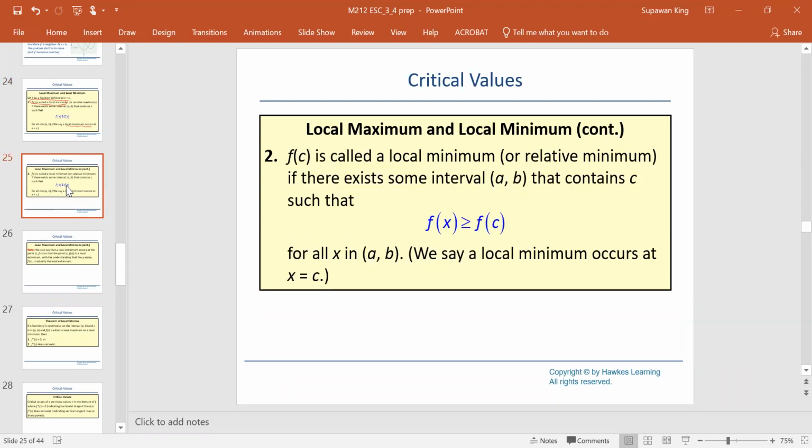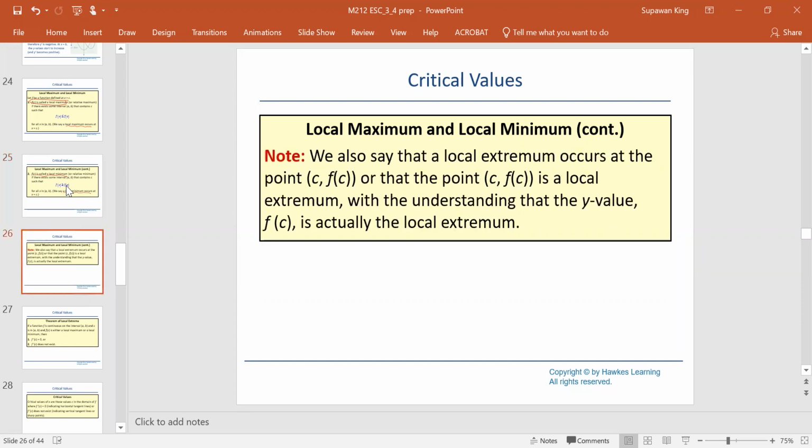f of c is called a local minimum or a relative minimum if there exists some interval (a, b) that contains c such that f(x) is greater than or equal to f(c) for all x in the interval (a, b). And we say a local minimum occurs at x equals c. We also say the local extremum occurs at the point (c, f(c)), or the point (c, f(c)) is a local extremum. So the local extremum could be a local maximum or a local minimum.